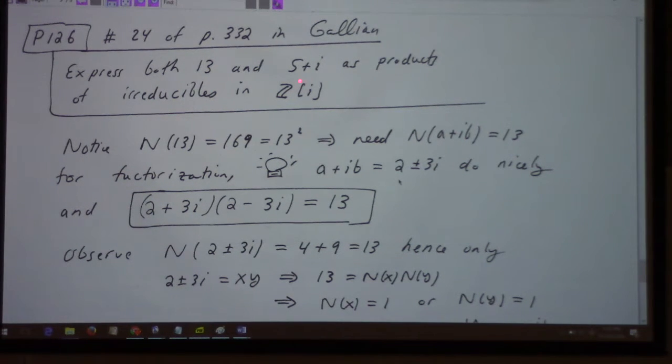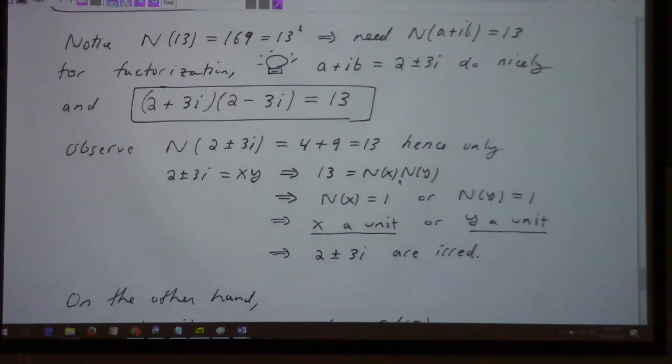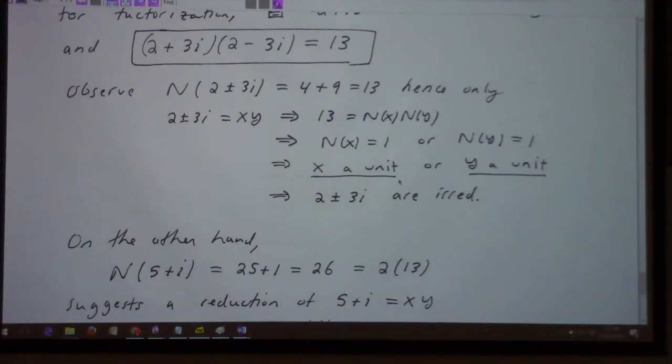So, express both 13 and 5 plus i as products of irreducibles in Z[i], the Gaussian integers. So 13 was easy because it's 4 plus 9. There are a lot of choices here because you could do plus or minus 2, or plus or minus 3i. I knew I wanted something real. That one's clear on the basis of earlier patterns. This one requires a little bit more tinkering. Here's how I thought about it.